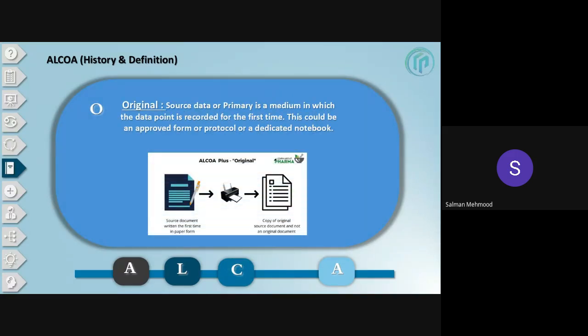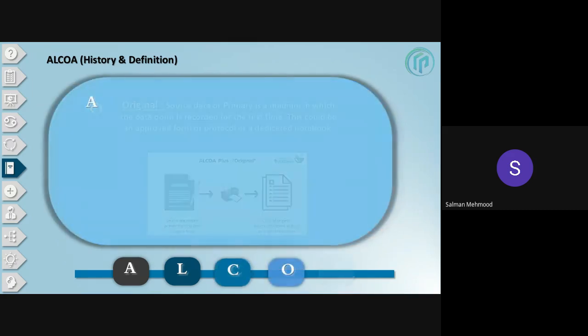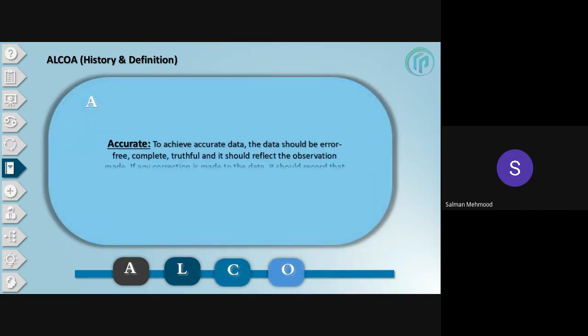This is original. This is the primary and source data, and a copy of the original or source document is not the original document. Accurate, as we covered in the example of the sample weighing balance, 25.7.